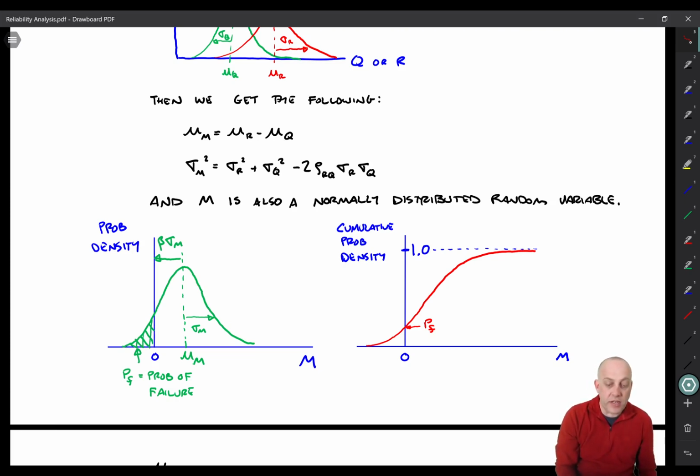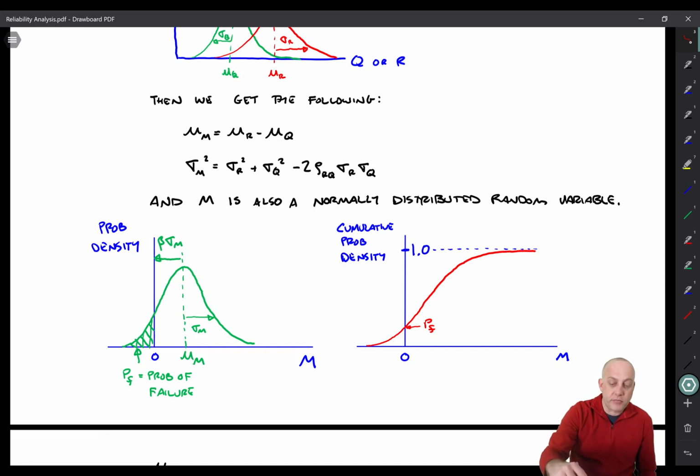And now we can quantify a couple things as well. We've got the mean and standard deviation of the margin of safety, right? We can compute those up here. And then the distance between 0 and the mean is equal to beta times sigma m. We'll talk about this beta in just a second. Beta is a scalar. It has no units. It's the reliability index, and we'll use it to compute the probability of failure.